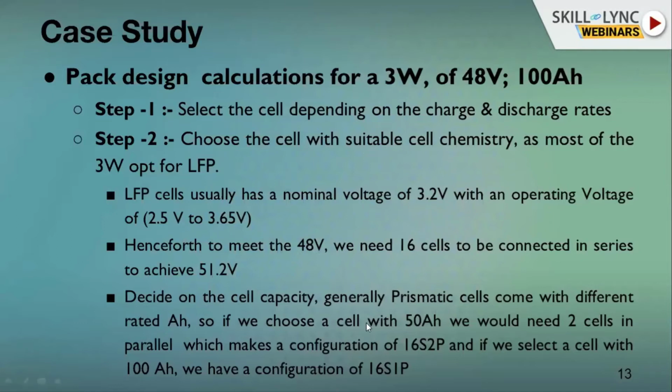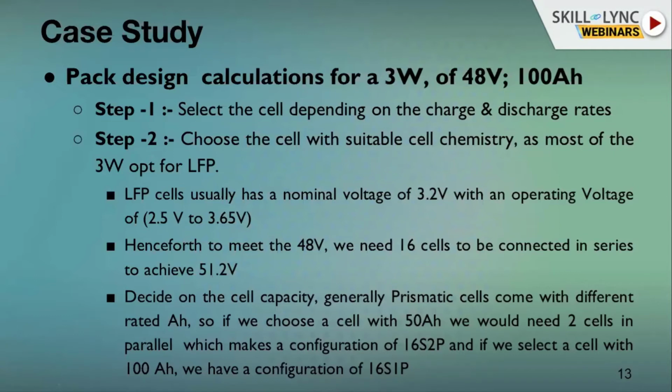And then since it's 100 Ah, we'll go with a prismatic cell. In a prismatic cell, we can choose either 50 Ah or we can go with 100 Ah. If this is 50 Ah, we'll need to connect two cells in parallel to get 100 Ah. So that makes a configuration of 16S 2P. If we go with a cell of 100 Ah, we can straight away connect 16 cells in series and we'll get 51.2 volts, and 100 Ah is anyhow there in one cell's capacity. So that is 16S 1P.